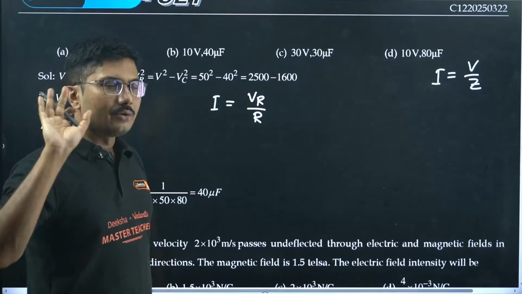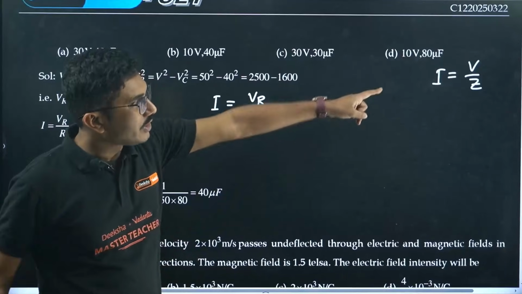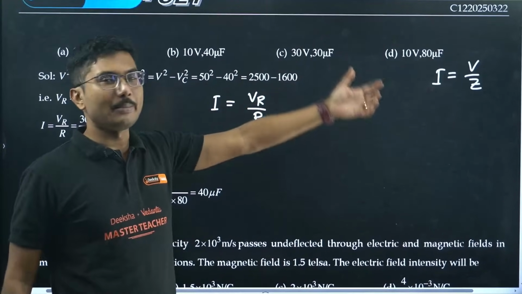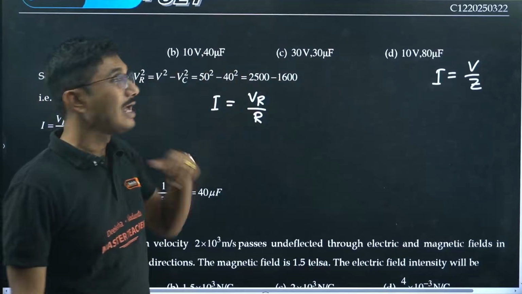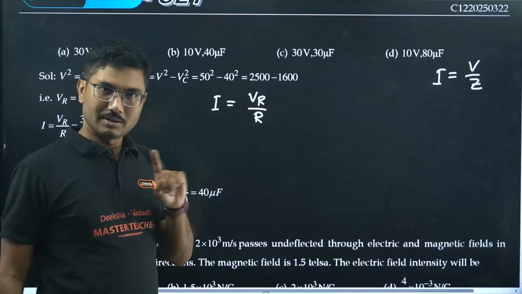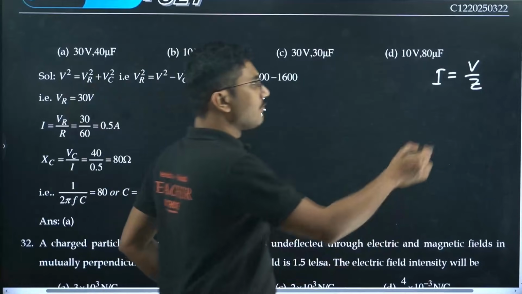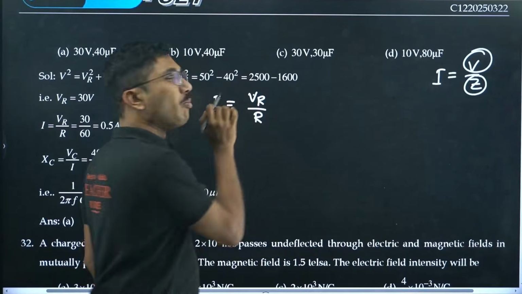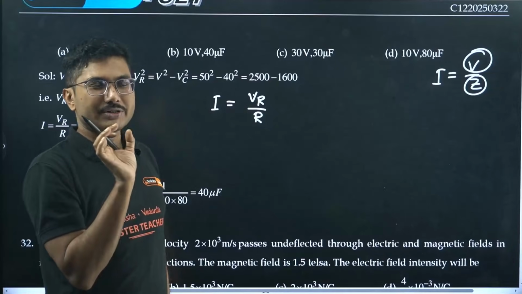Clear? Doubt? Most of you had this doubt during your final board exam. Most of you are asking, sir, I did V by R, will that be correct? So V by R is not correct, VR by R is correct. There is a difference. This is the total voltage, this is the total impedance, and this is the component voltage only across the resistance.